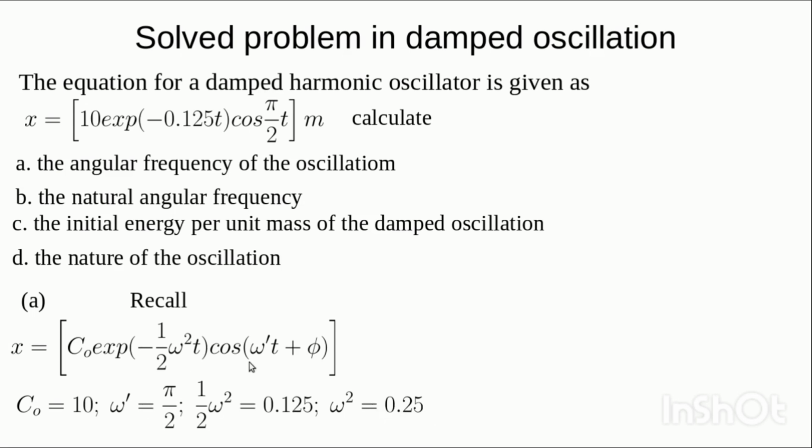Now our W prime here is the angular frequency of the oscillation. So when we compare, we can see that pi over 2 is just the expression. So we can represent it in radian per second, and we have W prime equal to 1.57 rad per second. So we just say 22 over 7 divided by 2. That gives us this value, and that's in rad per second. That's it. So we'll move on to the natural angular frequency.